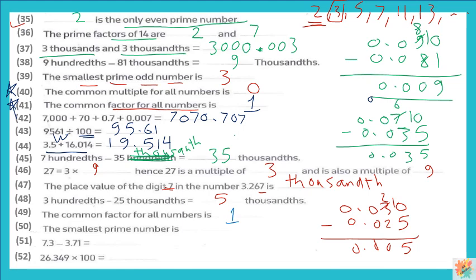Common factor, who is it? 1. What is the smallest prime number? We already wrote it above. The smallest prime number we have is 2. Okay. The next question: 7.3 minus 3.71.